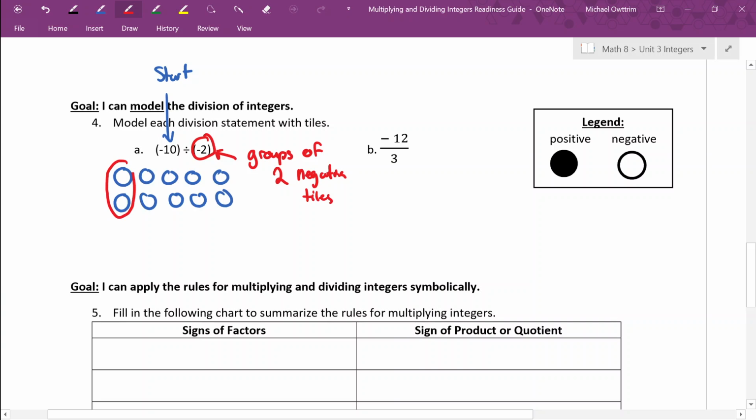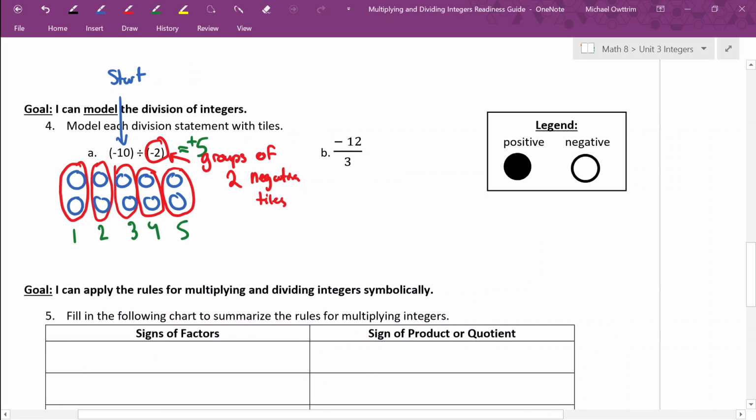So here's 2 negative tiles, they can be a group. Here's another 2 negative tiles, they can be a group. Here's another 2, and another 2, and another 2 can be a final group. If we count up how many groups we have, 1, 2, 3, 4, 5 groups. So we'd say our quotient here is positive 5.